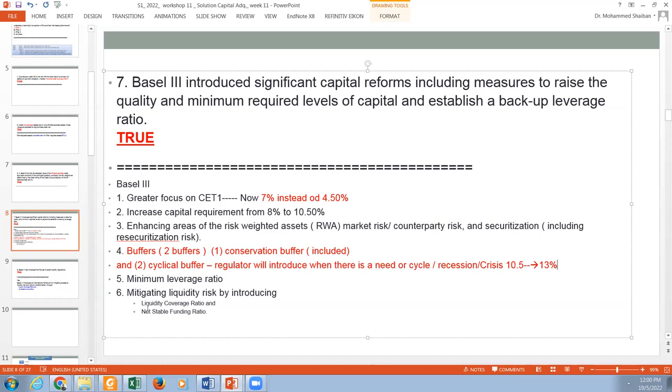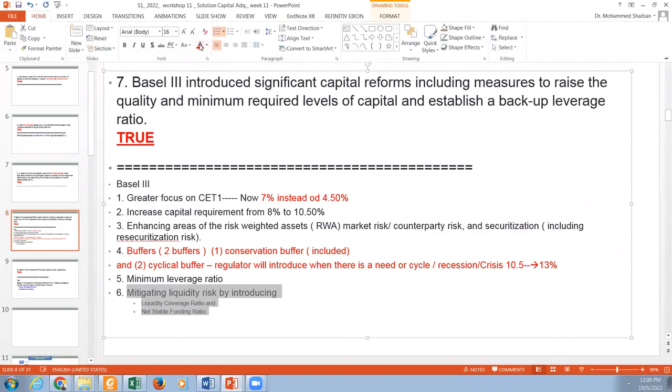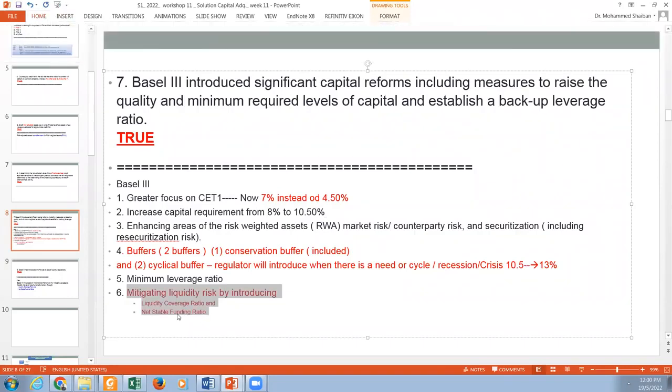And the most important thing also, which we didn't cover, although we heard about it, is that they provide something like liquidity. They provide some ratios for the liquidity that banks have to comply with. And specifically, they talk about those 2 ratios.